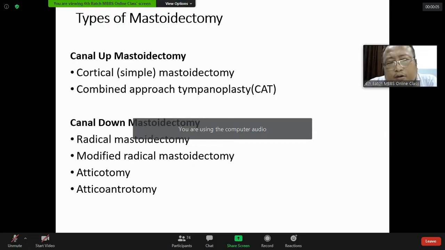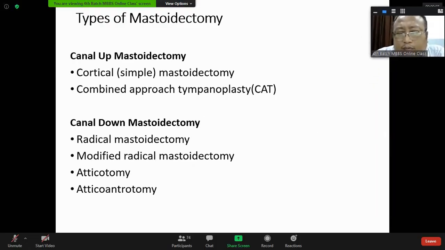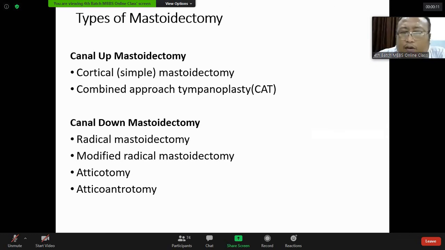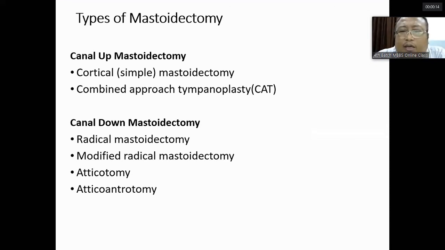Canaloplasty, radical mastoidectomy, modified radical mastoidectomy, atticotomy, antrotomy can be done. Just listen to the terminology. For you, it may be hard right now, but we'll continue to discuss these cases and terminology.